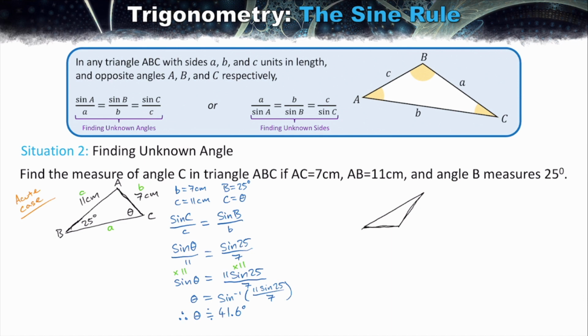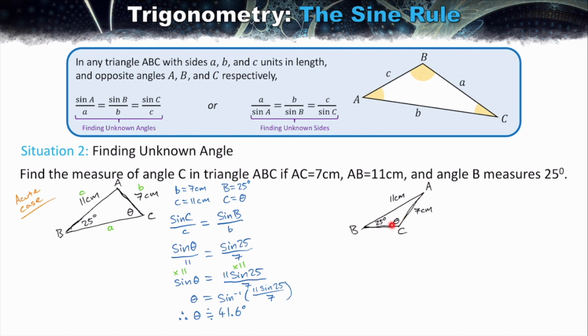Where this was the angle C, so that's my theta angle. I'll still have my side of A here and my side of B here. So this will be 11 centimeters, this is 7 centimeters, and this is 25 degrees. But you can now see that I've actually drawn the same triangle with the same information that we had on here, but I've now created an angle at C that's greater than 90 degrees.